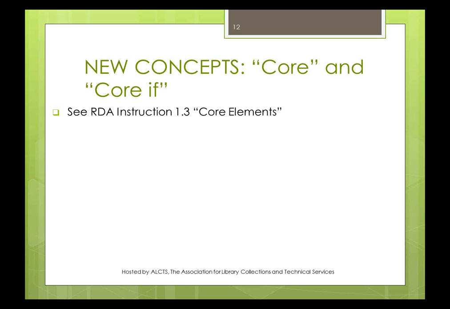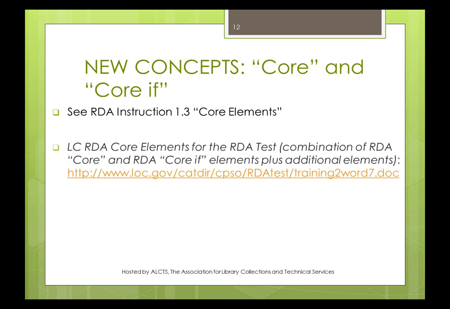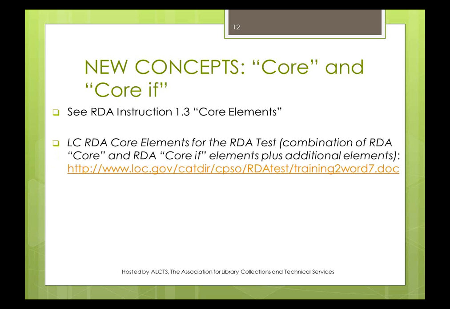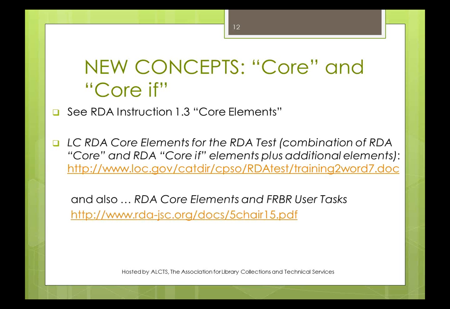The core elements for all areas of the record are collocated within Instruction 1.3, but also in a very handy table created by the Library of Congress for the RDA test project called LC RDA Elements for the RDA Test, a combination of RDA Core and RDA Core If elements plus additional elements that can be found at the link shown on this slide. Let me also point you to a very useful read titled RDA Core Elements and FRBR User Tasks, created by the GASC in 2008.